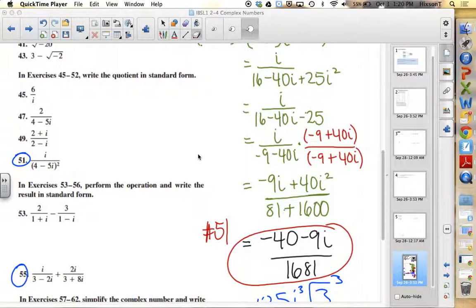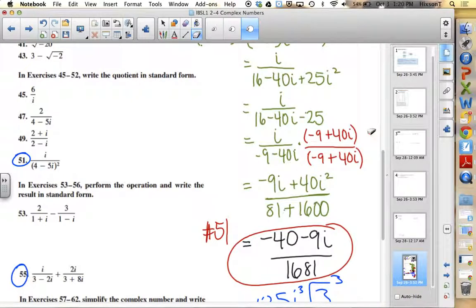Alright, here we go. So we're working on 51, and we're using the complex conjugate. We've gotten it down to here, so it's negative 40 over 1681 and 9i. The numbers don't share any common factors, so there's no way we can reduce this.